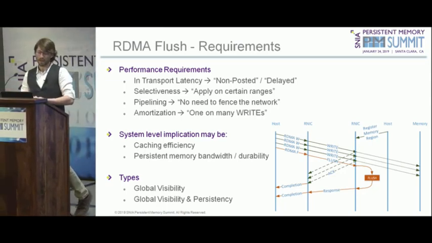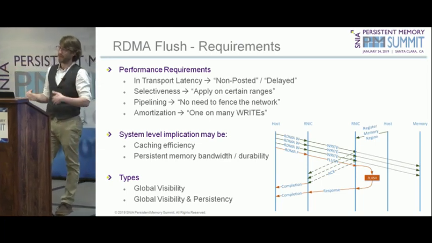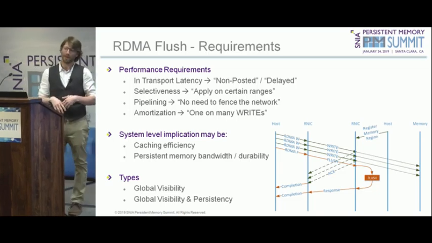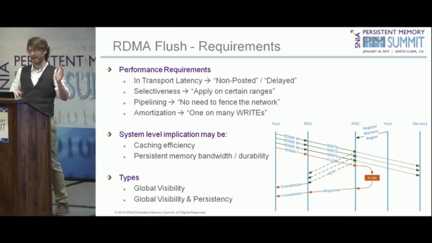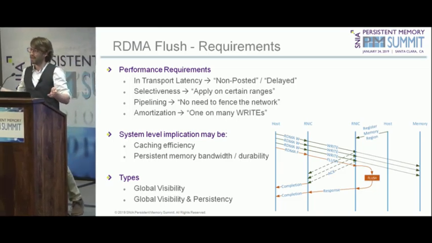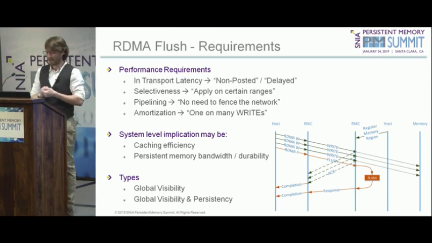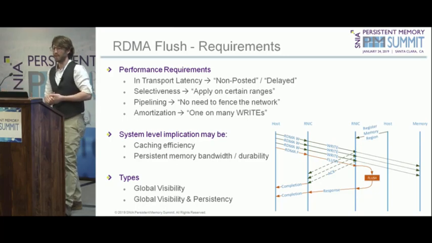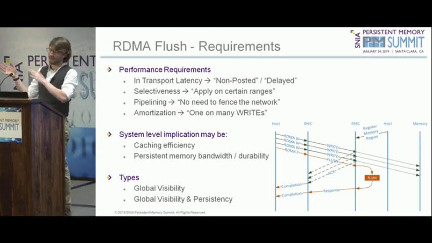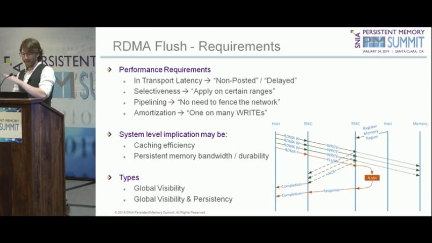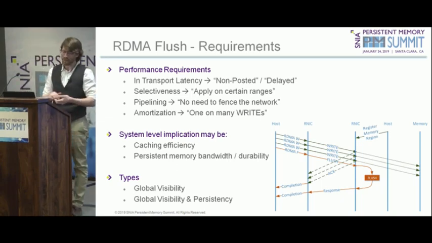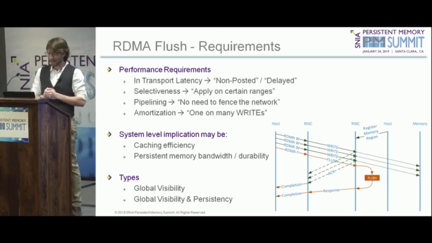And we want to amortize. We don't want to pay for every write that we write. We don't want to pay this penalty of flushing. For example, if a file system is doing a sync, we may have several pages to flush, and we want the flush of those several pages to be amortized. So we want this flush to apply on many operations and not on a single one. The system level implications may be caching efficiency or persistent memory bandwidth.